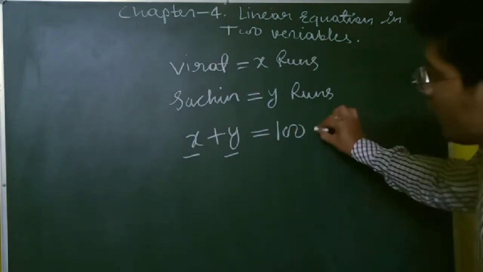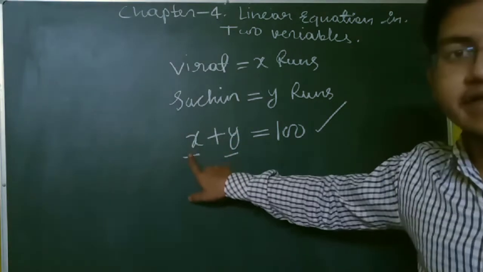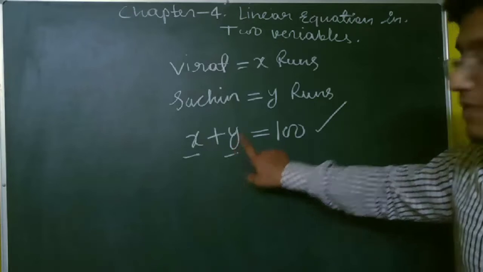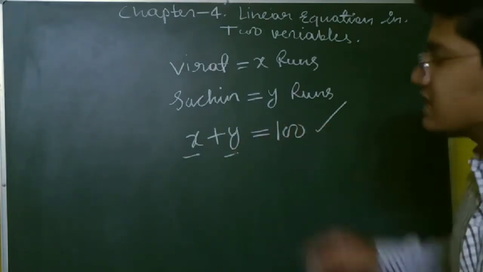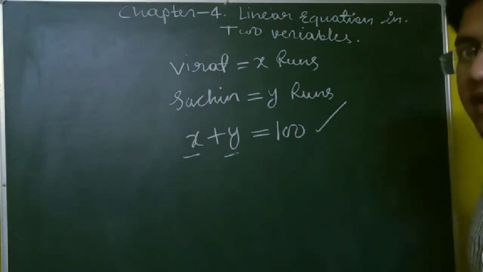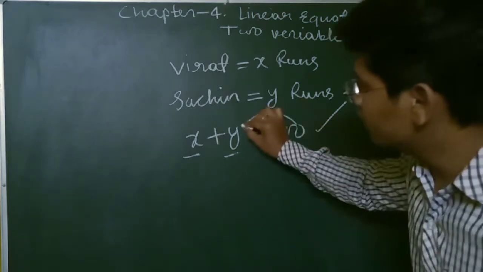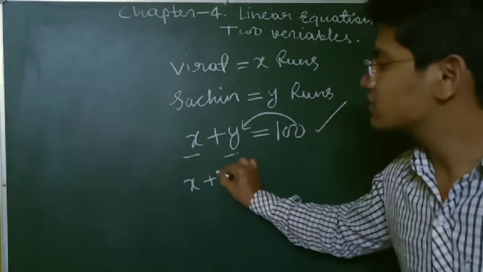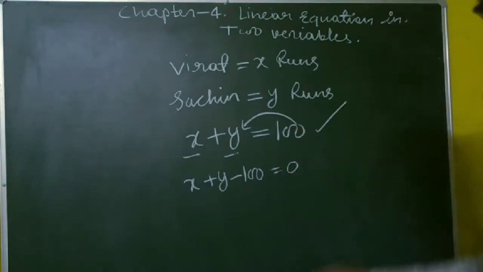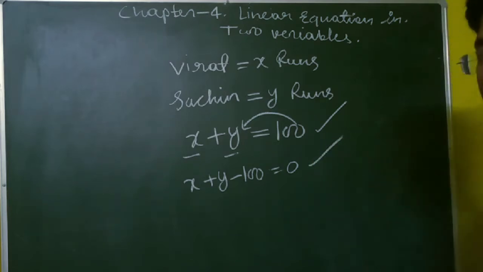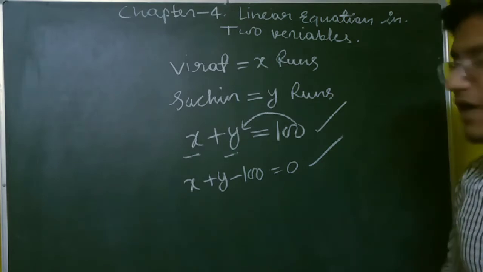Now you can clearly see here we are having two variables. One variable is x, another variable is y. So this will be known as a linear equation in two variables. We can take so many examples like this. We can write it like this also: x plus y minus 100 equals 0. This is the linear equation in two variables. Okay, so we are taking so many examples of this.